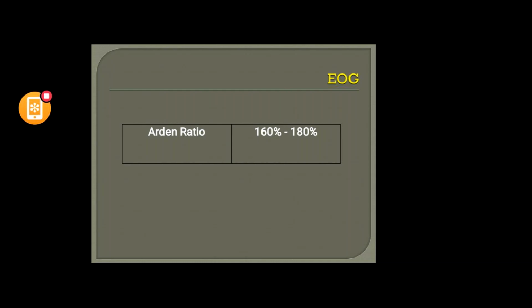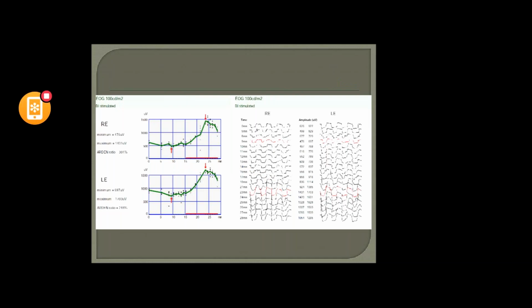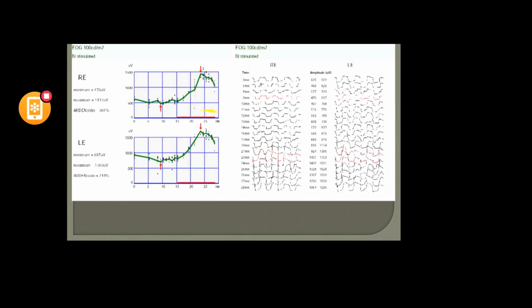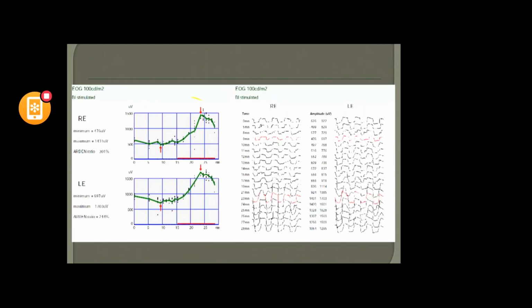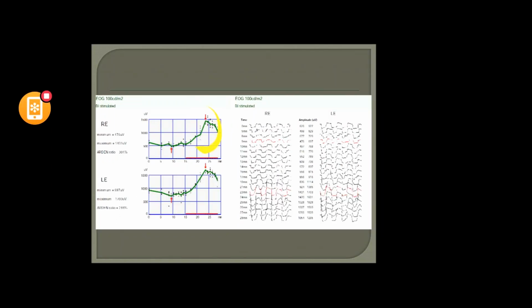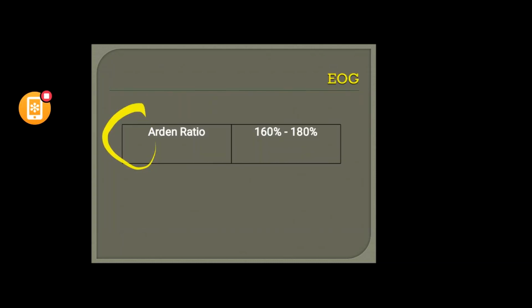So the usual Arden ratio is the light peak divided by the dark trough. So that is the Arden ratio. Arden ratio usually falls within 160 to 180%. So you see in a normal case, normal EOG, you see that the formation is like that. It is within dark, it is within light, and this is within dark, it is in the light, it is in the left eye.